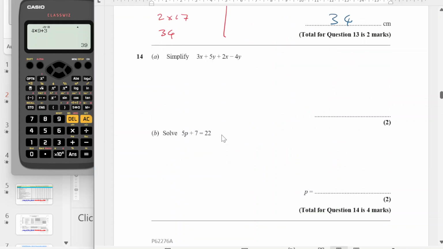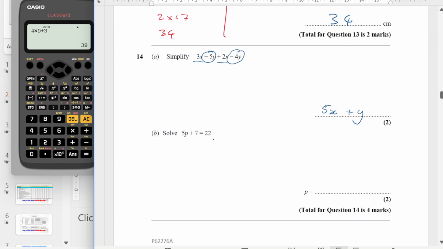Okay, question 14, simplify. So to simplify this, we're looking at collecting like terms. So we can collect our x's together. So 3x plus 2x would give us 5x. And then we look at our y's. So plus 5y minus 4y would give us just y. So plus y. So 5x plus y.